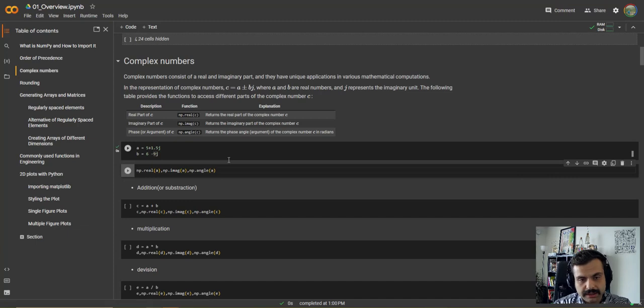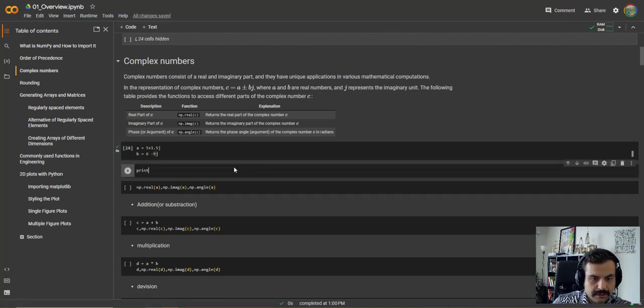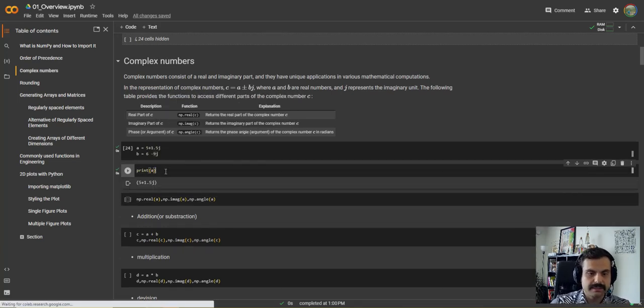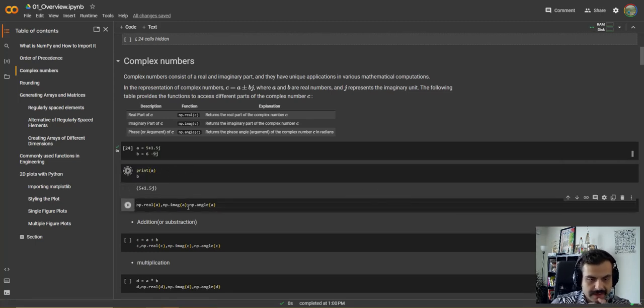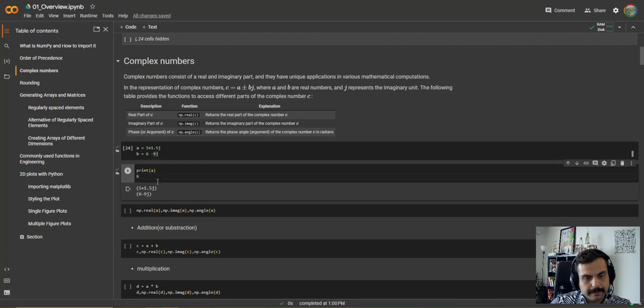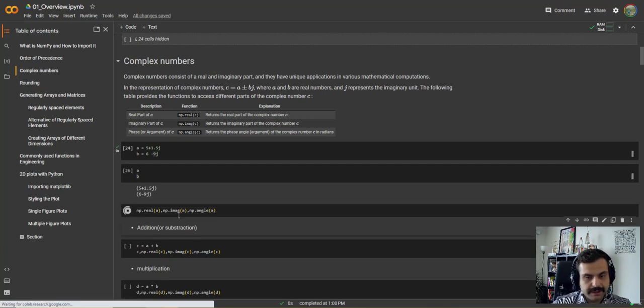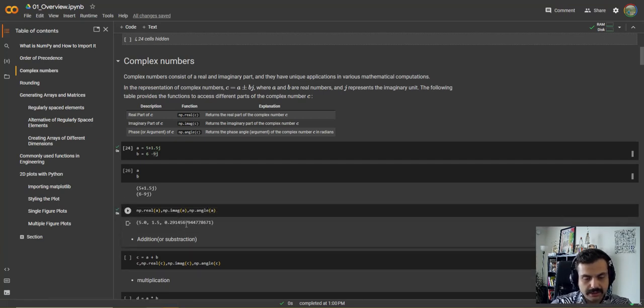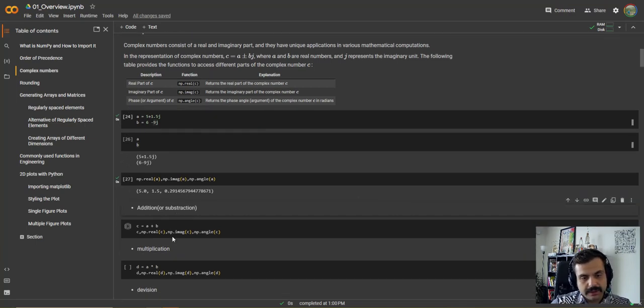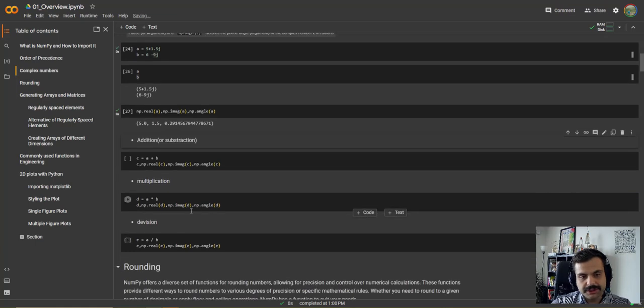So if we define A and B as variables, you might want to see them. Print A. I'm just going to print A. That is going to be seen like this. And let's have B too. We will have access to the real part of A. I just used A here. You could have visualized B as well. And then we can do addition, multiplication, division.